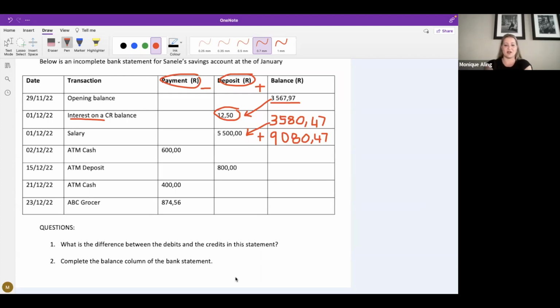So that means we are going to be minusing this time. Okay, so just to change it up so we can see, we take our 9,080 and we are minusing the 600. He's now taking 600 out of that. So he's going to have a new balance now. What is this new balance going to be?